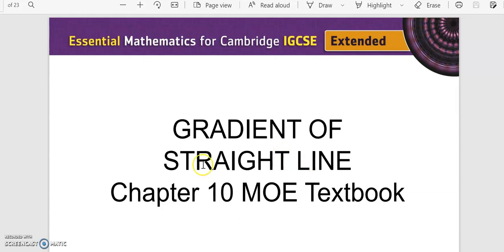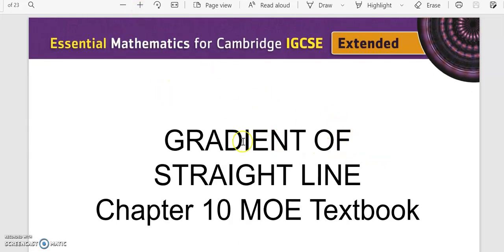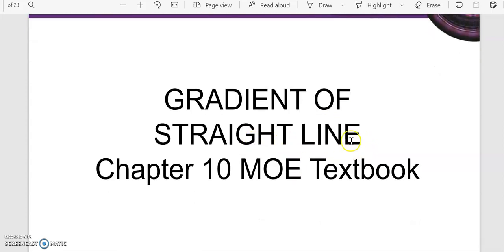So today we're going to learn about gradient of straight line, chapter 10 MOE textbook. Okay, so before we go further about straight line, what is it, right? We should know about gradient. What is gradient? For this topic, I will explain what the gradient is, the relationship between the steepness and the value for gradient, and then the formula for gradient, and then we learn the value of gradient based on the situation.